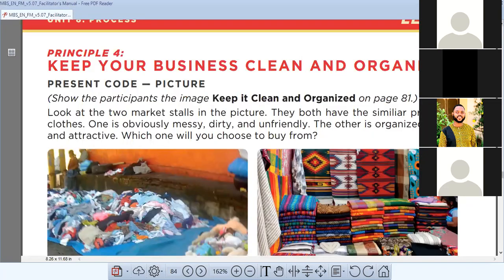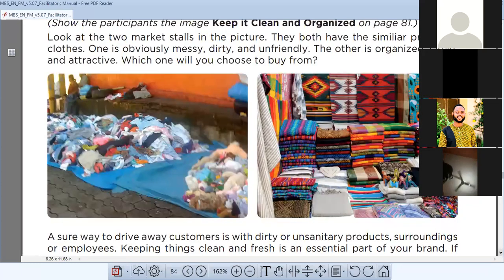So what we want to learn from that is that we need to always keep our business clean and organized. The place where we do business always has to be clean and always has to be organized. Some people even go an extra mile of planting flowers at their business place so that it looks very, very nice.